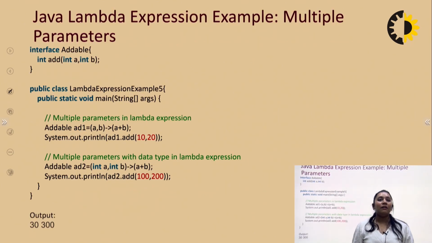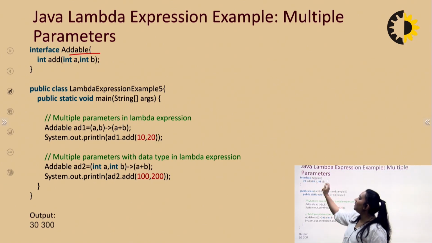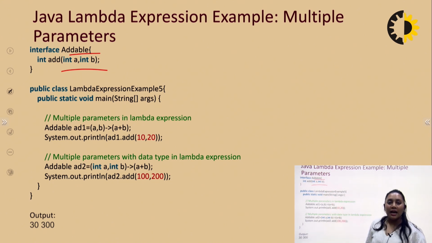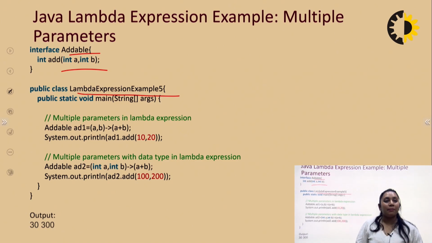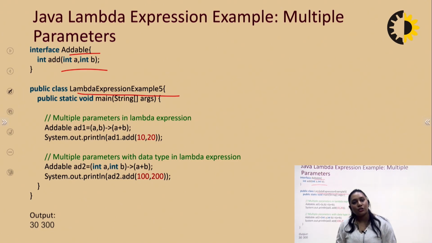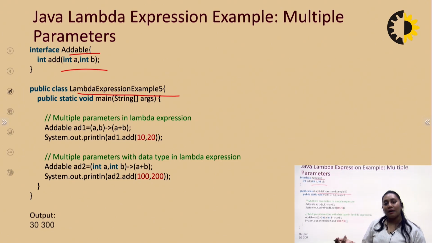Next, we have multiple parameters. Next example: if you need to pass multiple parameters, how can you pass them? Simple, make an interface with the name Addable. You just pass the integers, int a and int b. After that, we create a public class with the name LambdaExpressionExample5. In the main method, we call the multiple parameter lambda expression.